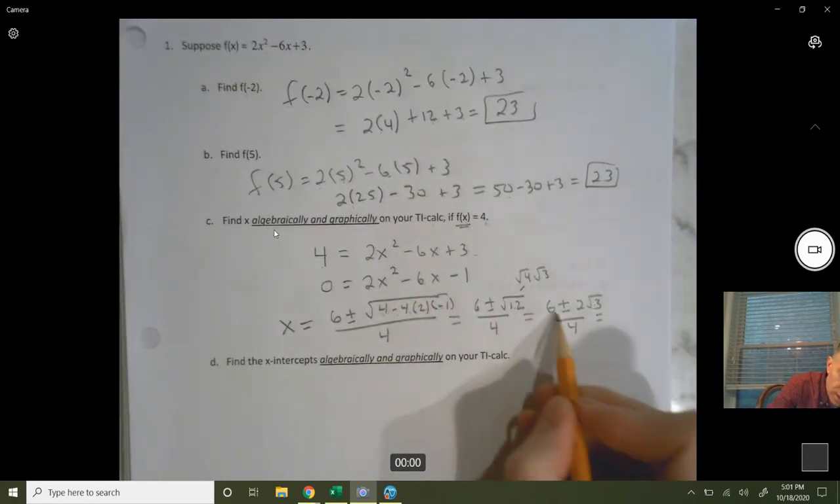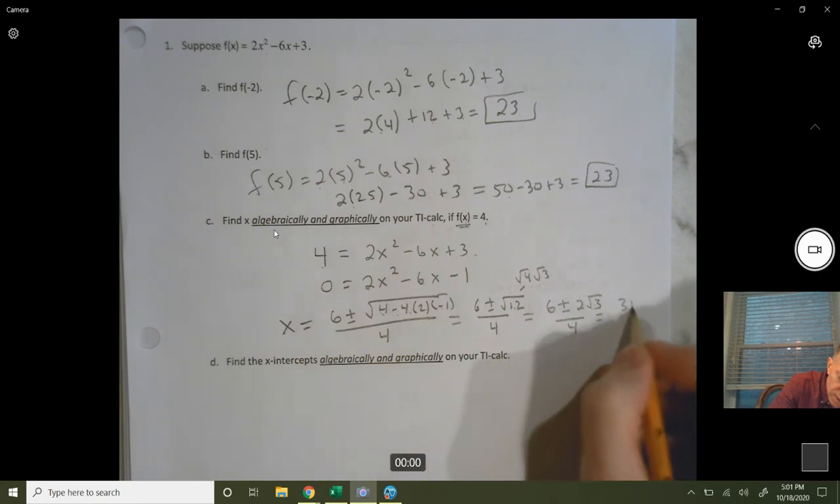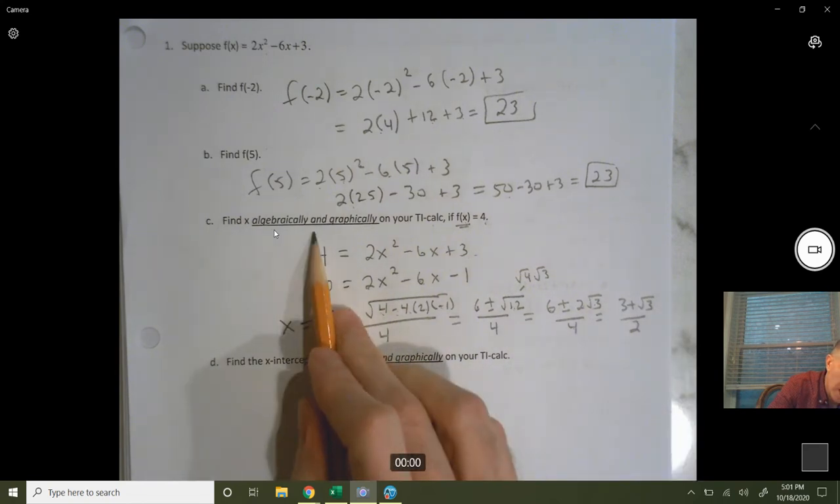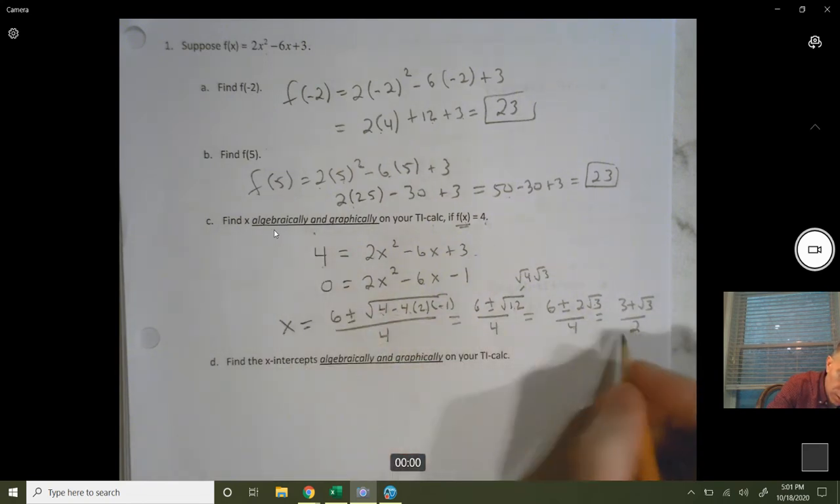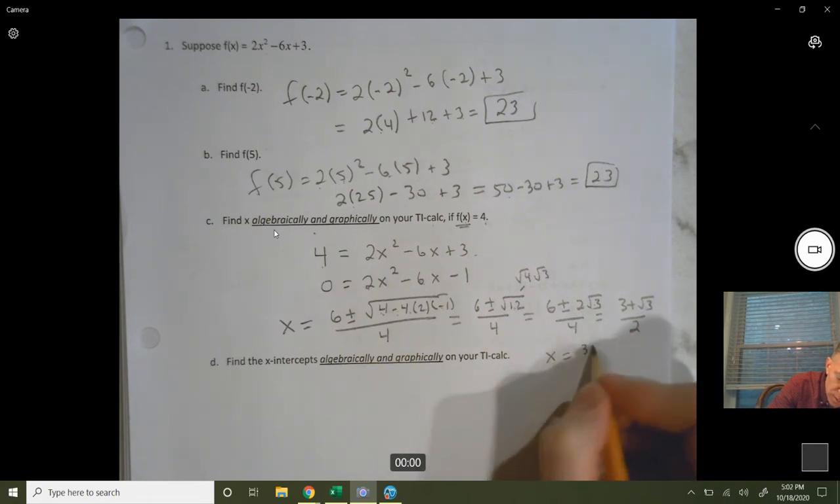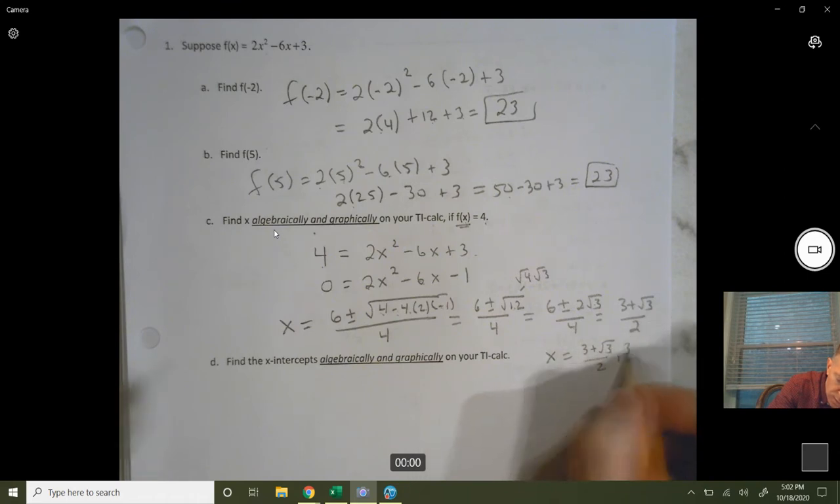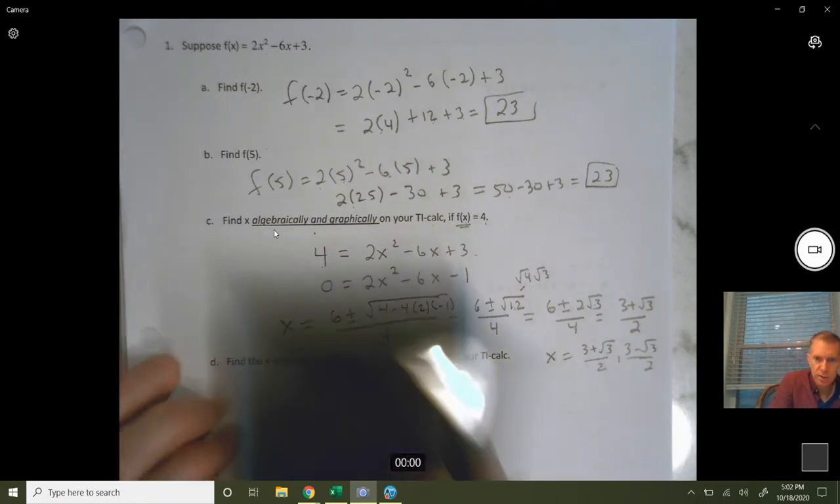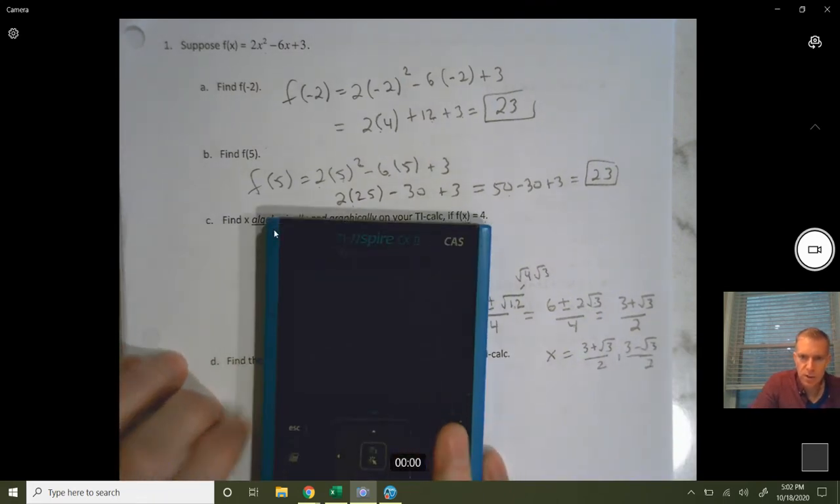Okay, each of these we can reduce with the 4, and we'll get 3 plus rad 3 over 2. Okay. So the x values are going to equal, x will either equal 3 plus rad 3 over 2 or 3 minus rad 3 over 2. All over 2. Okay.